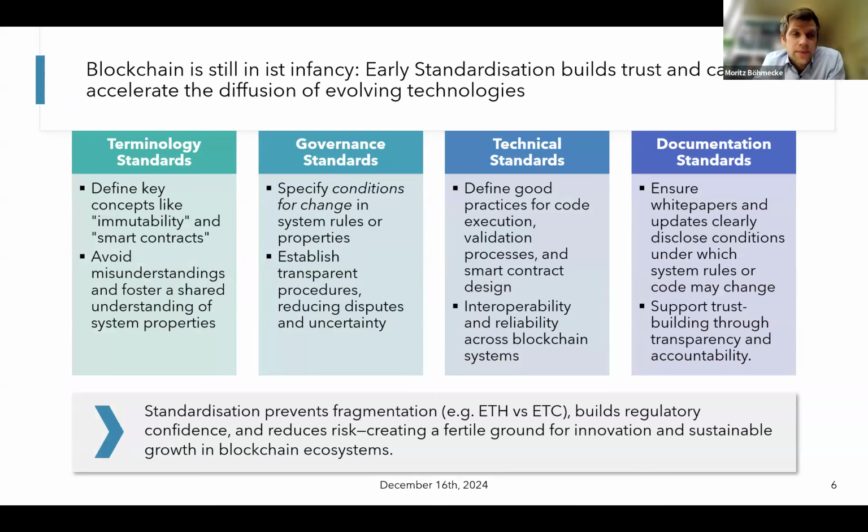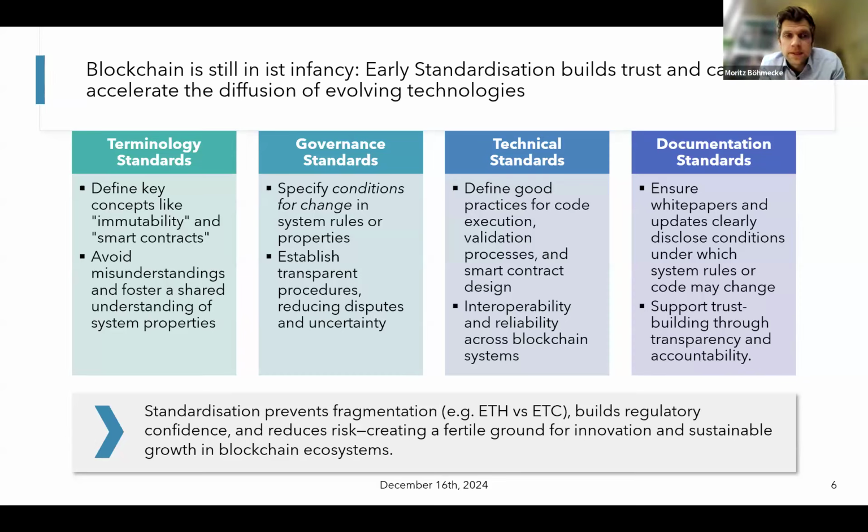And as we know, blockchain is still in its infancy, although already 16 years old when we count from Nakamoto's paper. There are different areas where standards are still needed. For example, as I said, we have terminology standards. These would be standards to define key concepts like immutability or smart contracts. These usually avoid misunderstandings and foster shared understanding of system properties.